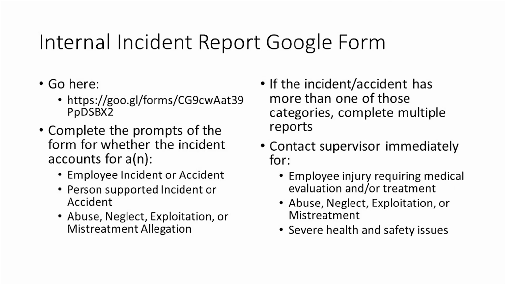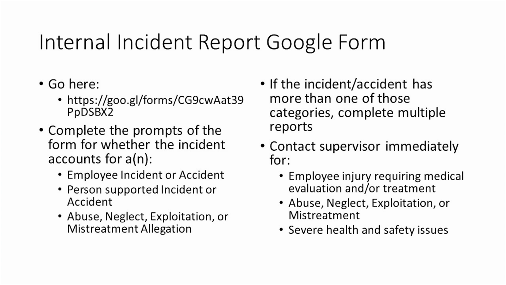So with the internal incident report Google form, you're going to look at that website and go there. A lot of times it's really smart for you to make a link on your phone so that you'd be able to report from anywhere. You're going to complete the prompts for the form, and the first prompt asks you whether this involves an employee injury, an injury or illness of a person that you support, or an abuse, neglect, exploitation allegation. So you'll first submit those.